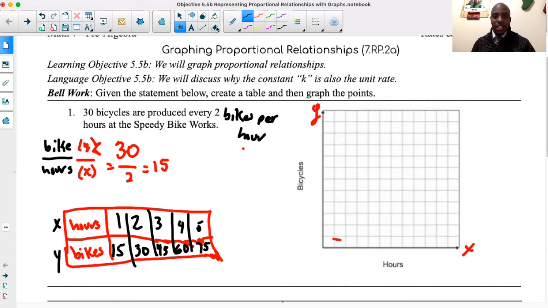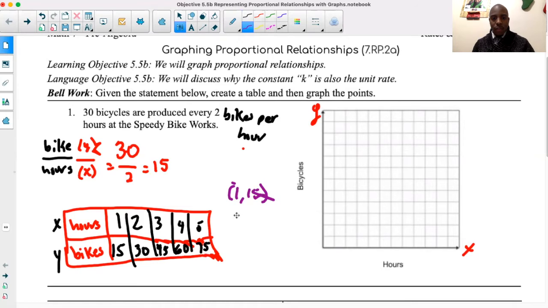But we're not done just there, because the good thing is that we're able to take what the points are on the actual table and then graph them. Now, you should know that all of these are coordinates. So for example, we have coordinate 1, 15.